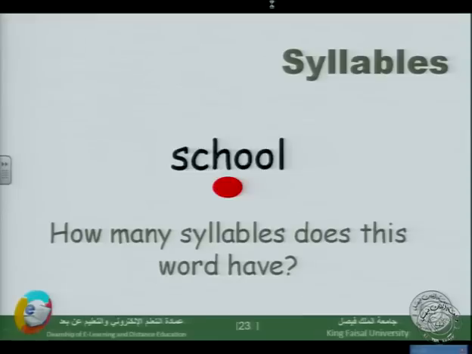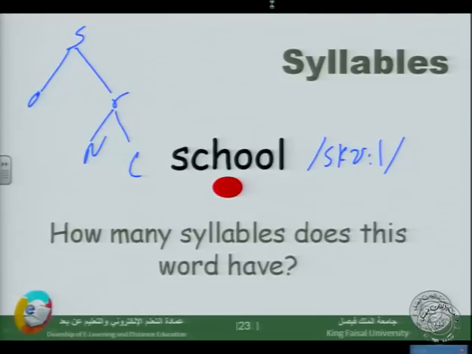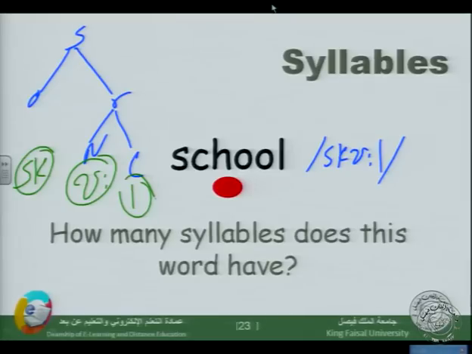School. How many syllables? We have one syllable. The first one is school. Here we have the vowel as the nucleus, and the coda was K. Notice that the onset may start with 2 or 3, actually up to 3 consonants together. In English some words may start with 2 consonants together without a vowel, but those are rare.